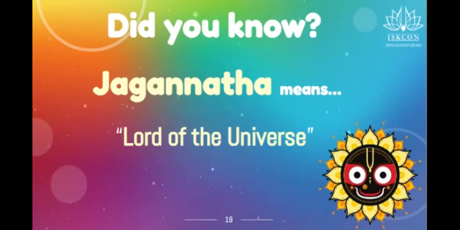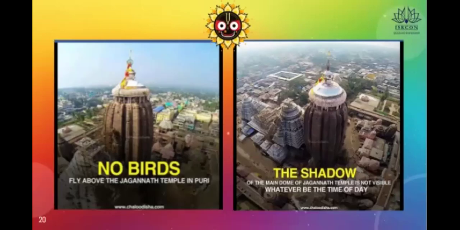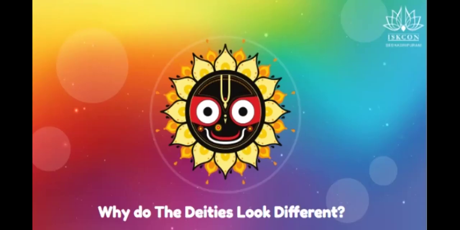So Krishna is not Lord of India or Lord of some part of India. He is not even Lord of the world, he is the Lord of the universe, Jagannath. And there are some more interesting facts. There is no shadow for the structure. It is said that no birds fly above the Jagannath temple in Puri Dham.